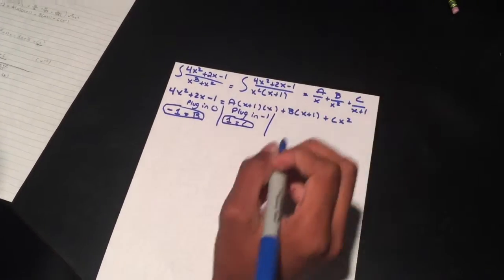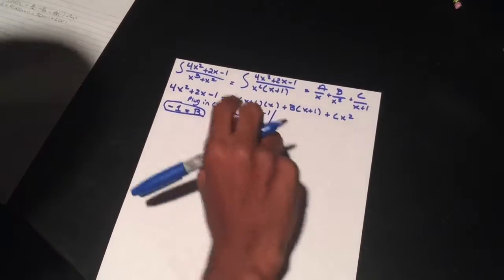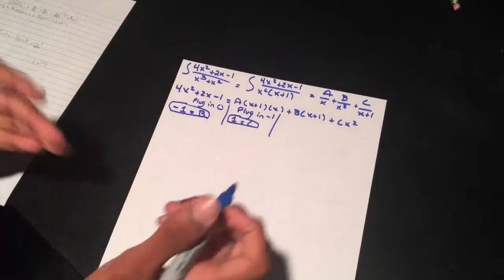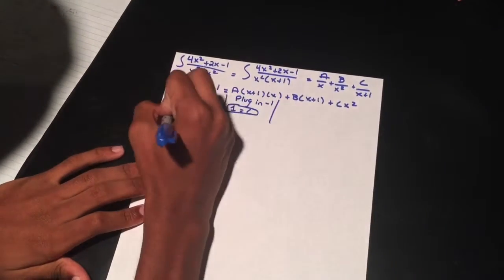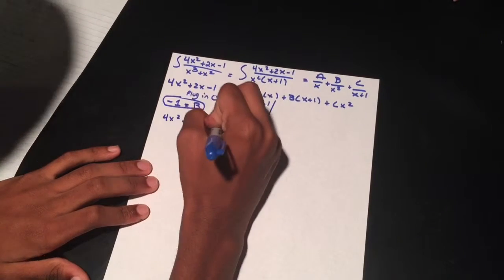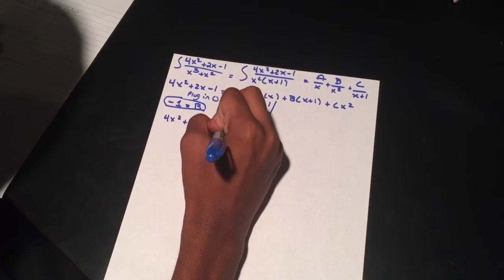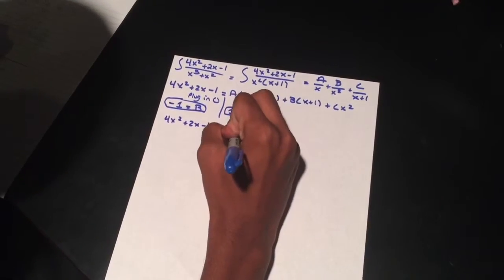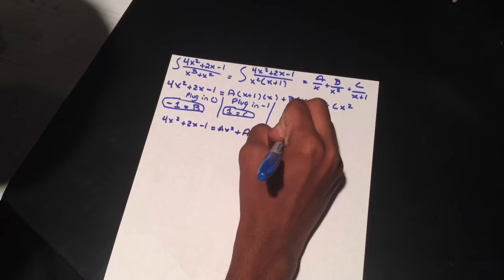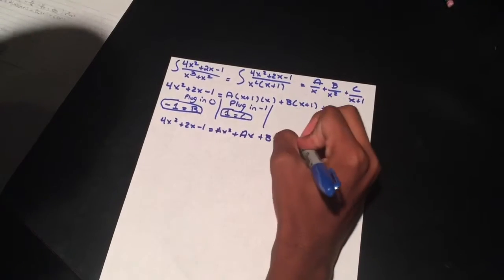Now last, we're going to have to find A. Well, we can't plug in negative 1 or 0 because then we'll lose this. So we have to find another way to get our A. So we can just do 4x squared plus 2x minus 1 equals Ax squared plus Ax plus Bx plus B plus Cx squared.